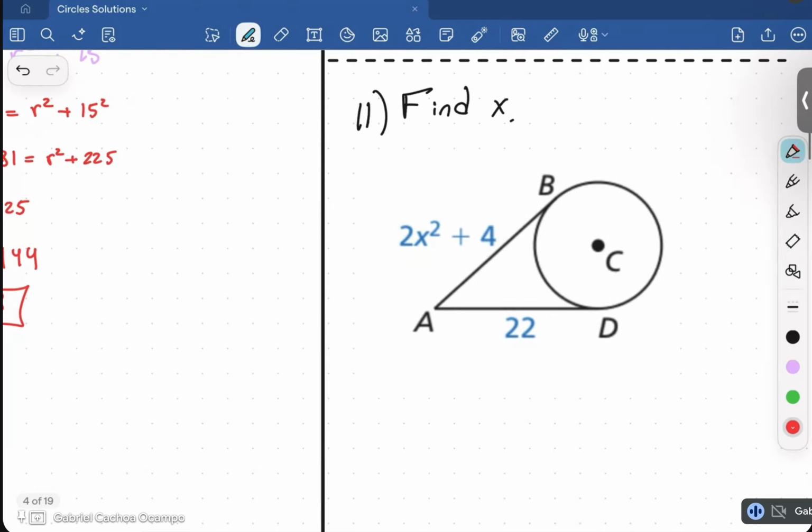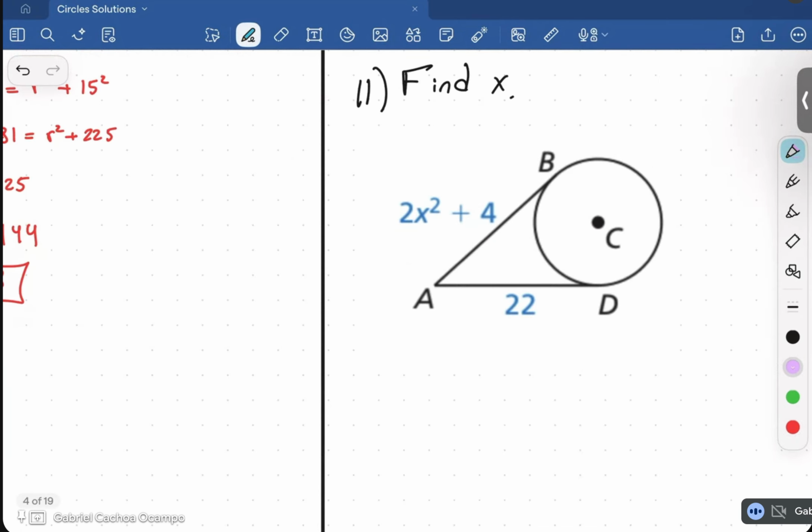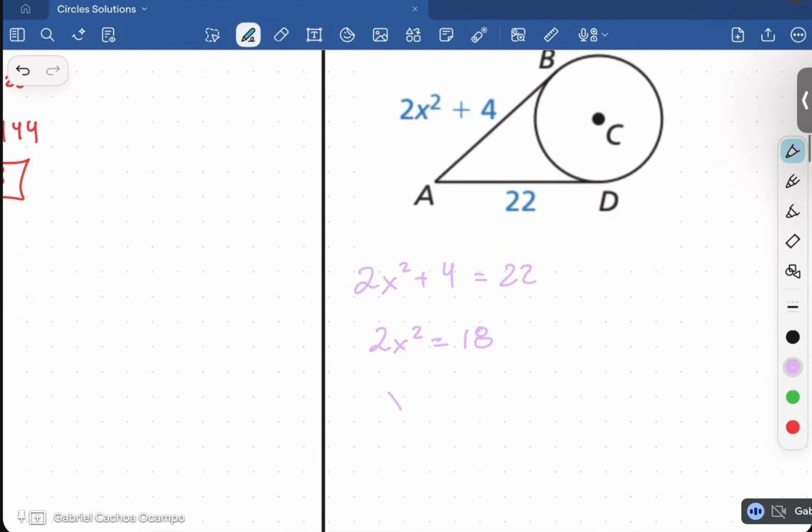Okay, now this is a beautiful problem about a quadratic. See how I am just embedding a quadratic in here, because these two are tangents that meet outside of the circle. That means that I have 2x squared plus 4 equals 22. So this is not a hard quadratic. Because look what I can do. I can just subtract the 4, divide by 2, and what is the square root of 9? I have two options. I have 3 and negative 3.